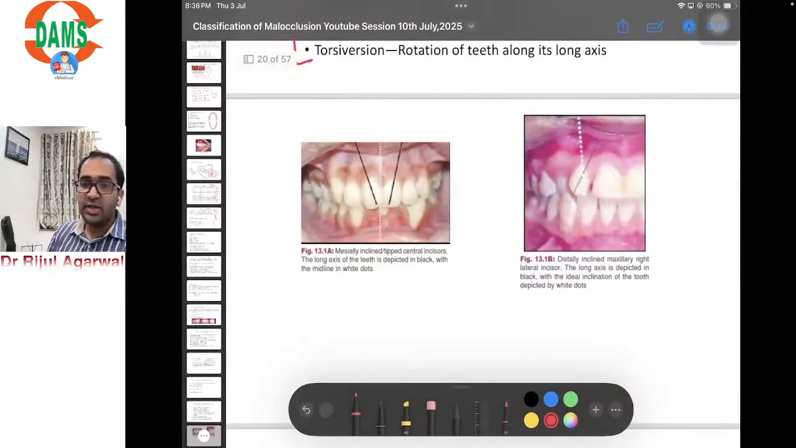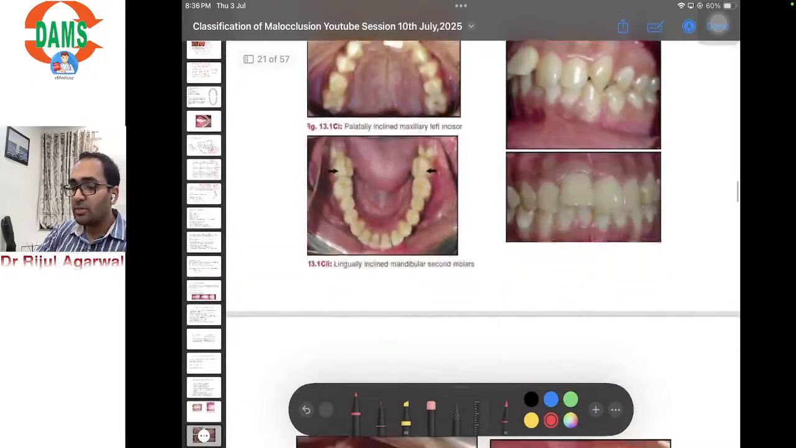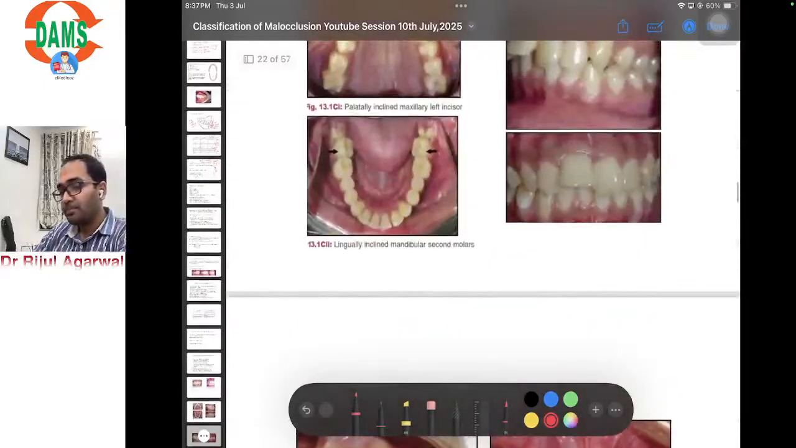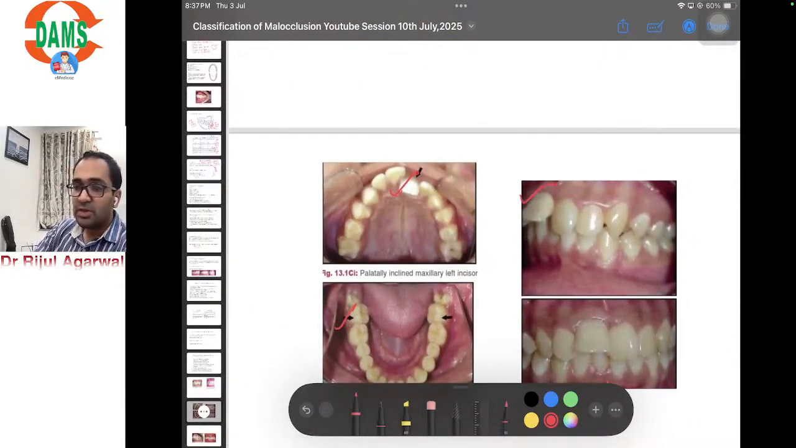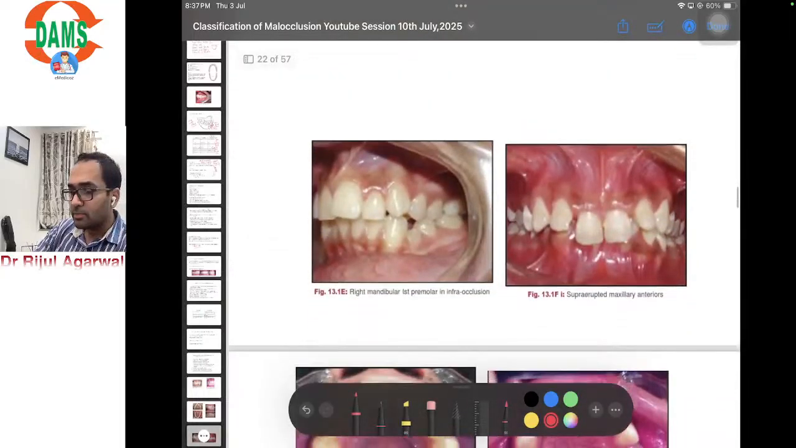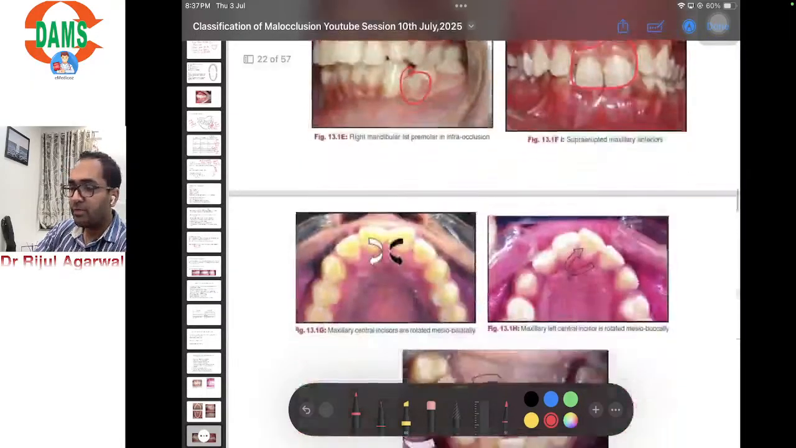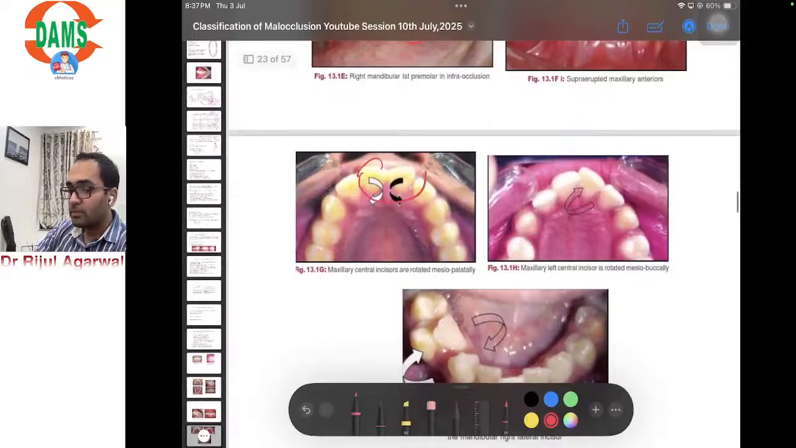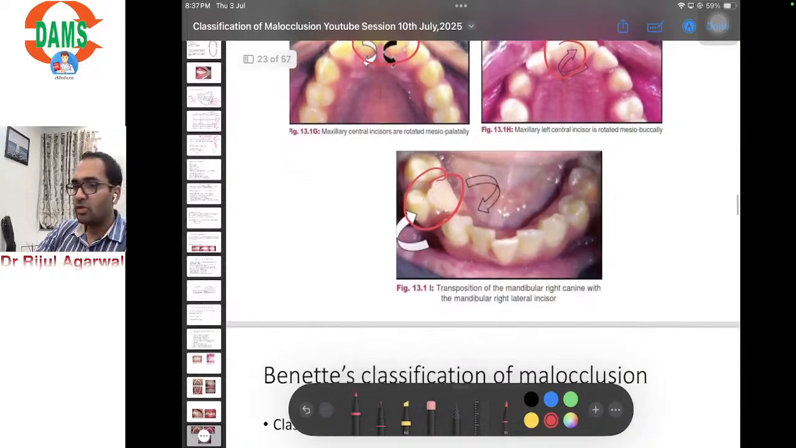So these are the images: mesially inclined, mesioversion, distoversion, palatoversion, labioversion, lingoversion, palatoversion, labioversion, infraversion, supraversion, supra-erupted, rotated, torsiversion, transposition, transversion. Okay, so just remember these names.